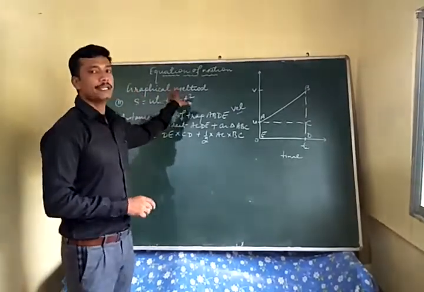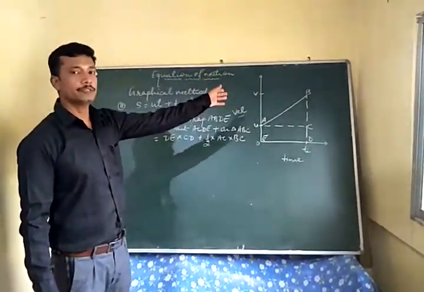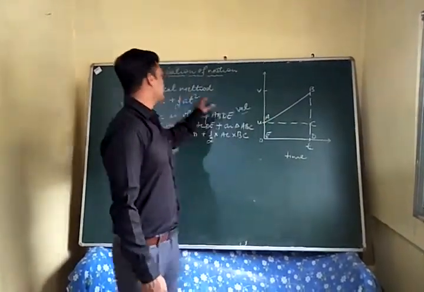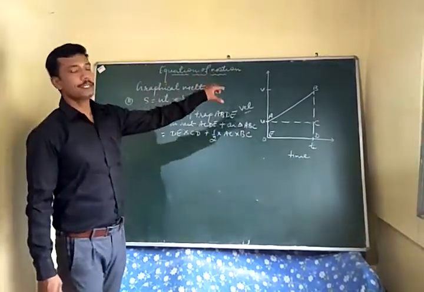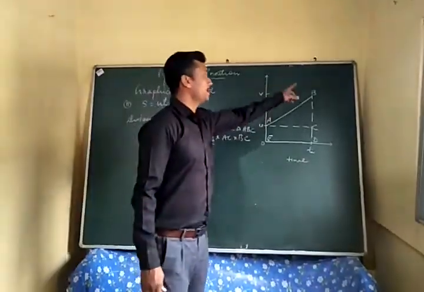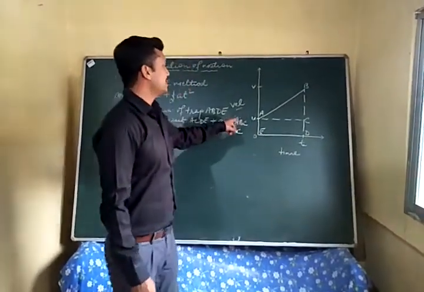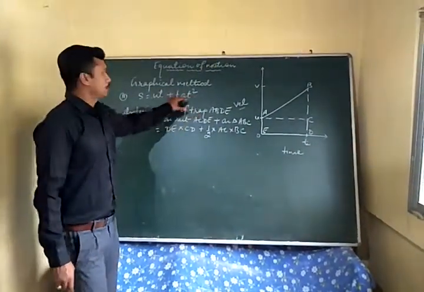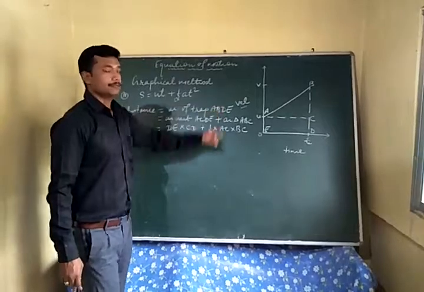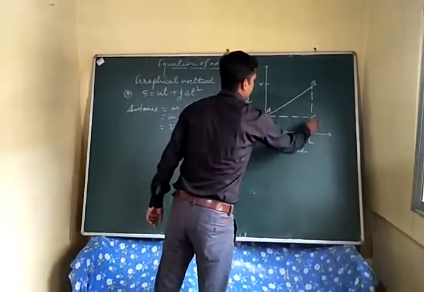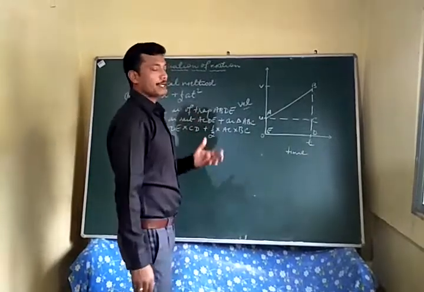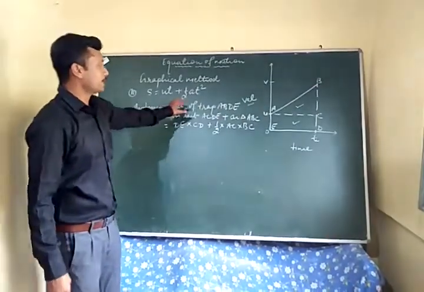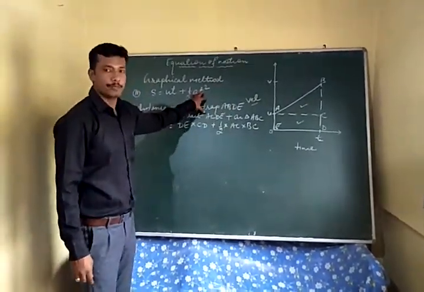So now coming to the second equation of motion, we can use the same graph for it. Now you can see this graph is a velocity time graph, and you know the distance traveled using a velocity time graph can be found by finding the area of the enclosed figure. So here the figure is ABDE, which is a trapezium. It can be split into two small figures, that is triangle and rectangle. On adding rectangle and triangle we get the area of the trapezium.